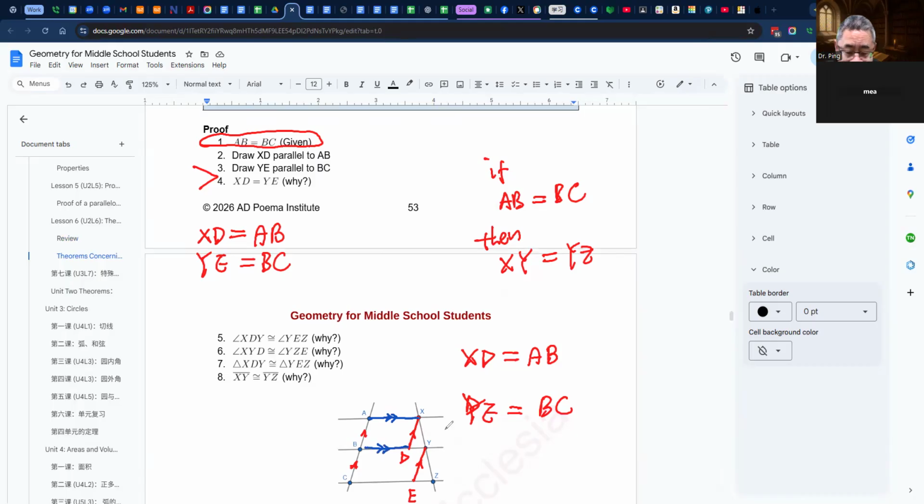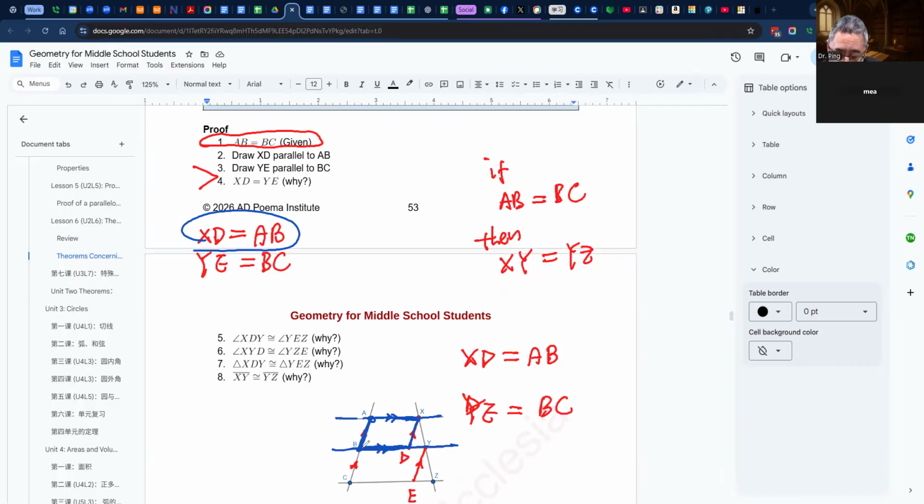Well, see what we got. We draw XD parallel to AB. So this side is parallel to this side. And we know the top line is parallel to the middle line. So therefore, this side is parallel to this side. So what we got here is a parallelogram. And remember the property of a parallelogram is that the corresponding sides are congruent. So that's what we're using. So that's how we know XD is equal to AB.